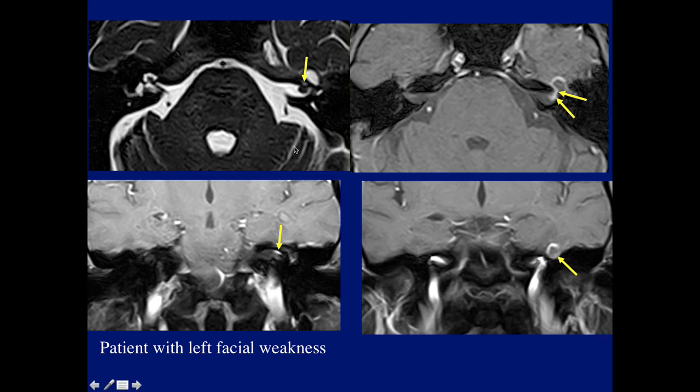Now here we have a lesion in the fundus of the IAC. Most likely, you will always say that this is a small vestibular schwannoma. But here we know that it's not a vestibular schwannoma because of the telltale sign of enhancement of the labyrinthine portion of the facial canal. So this patient had left facial weakness, again a facial nerve schwannoma.